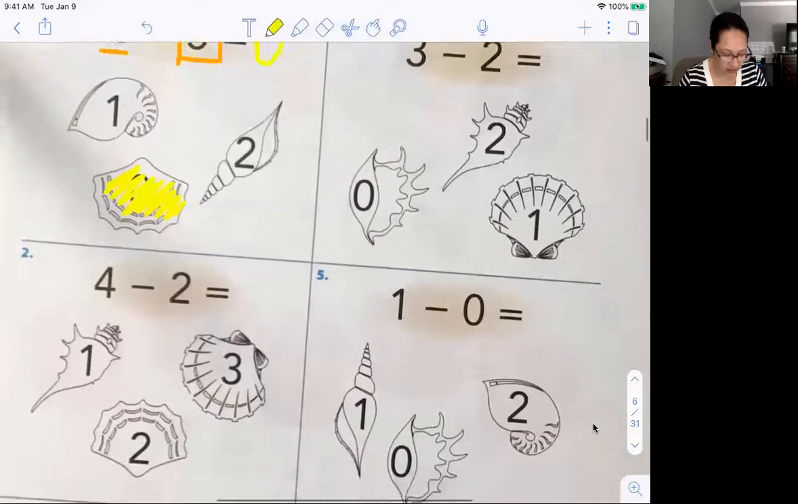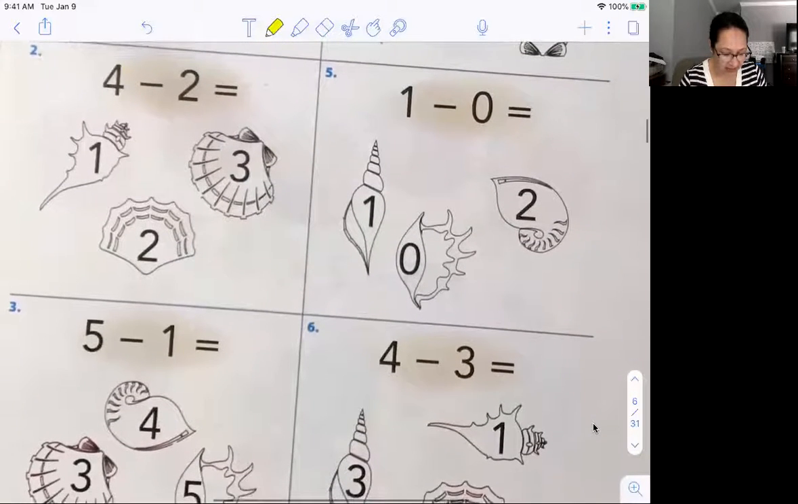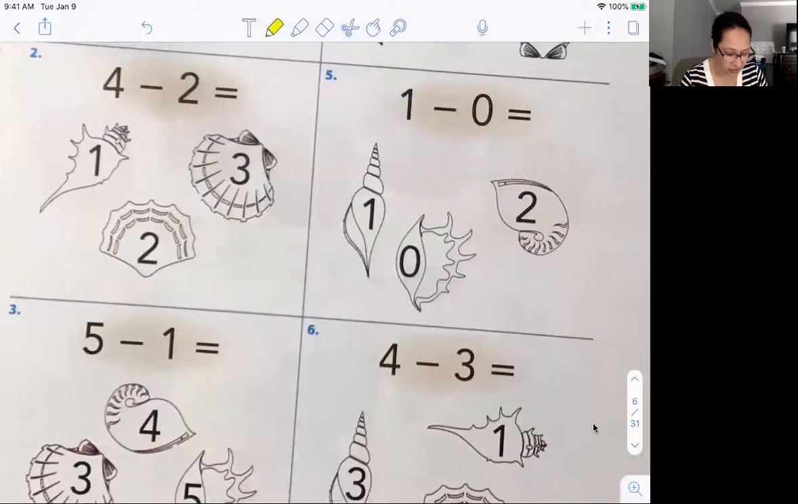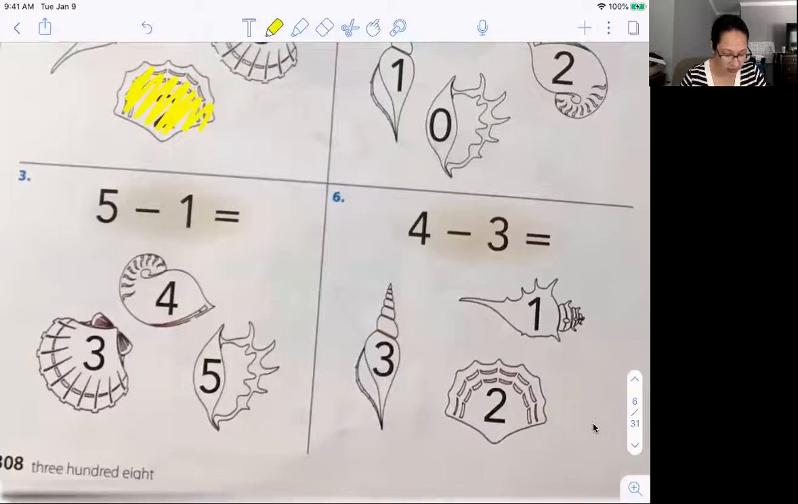Now let's go to number 2. It says number 2 says 4 minus 2. So I'm going to take 4, 1, 2, 3, 4, take away 2. 1, 2, and how many are left? 2. So you're going to color the shell that has a 2. That's all you're doing.